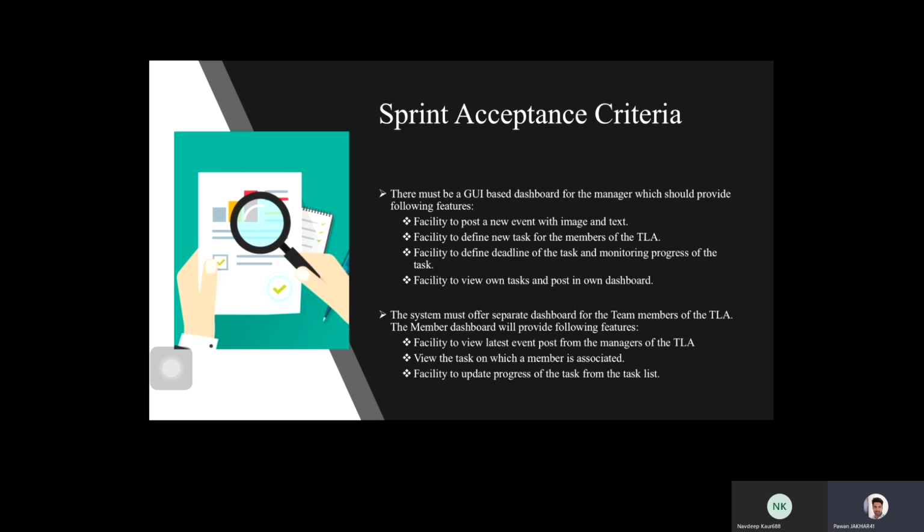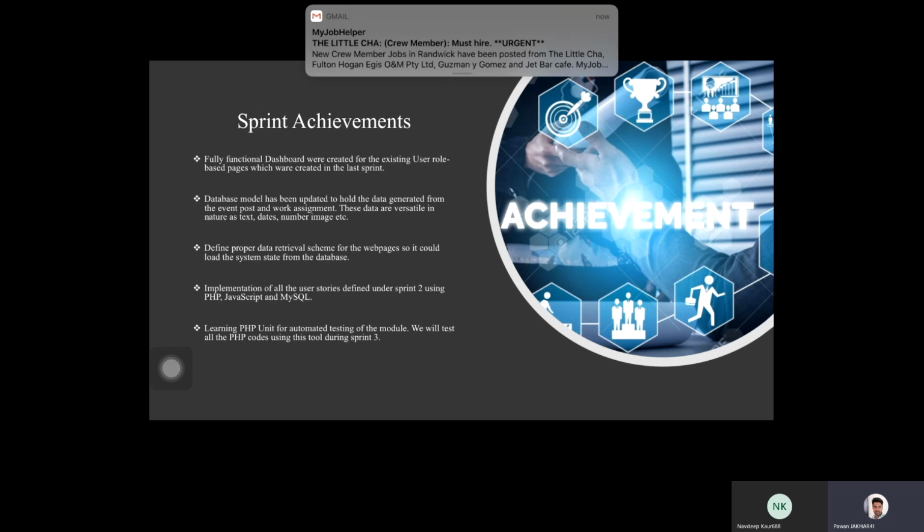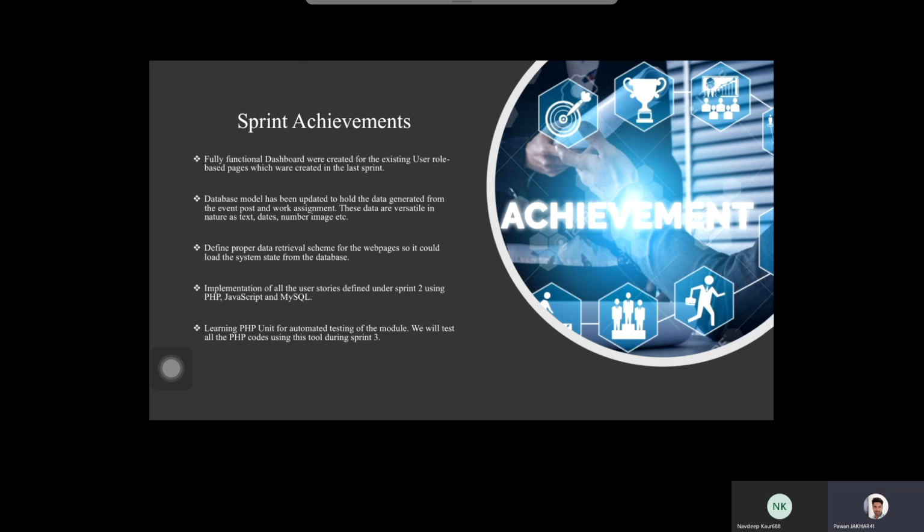So these are the achievements of our Sprint 2. Fully functional dashboards were created for the existing user role based pages which were created in the last sprint. The database model has been updated to hold data generated from the event post and work assignment. These data are versatile in nature, such as text, numbers, images, etc. We defined a proper data retrieval scheme for the web pages so they could load the system state from the database. We implemented all the user stories defined under Sprint 2 using PHP, JavaScript, and MySQL.